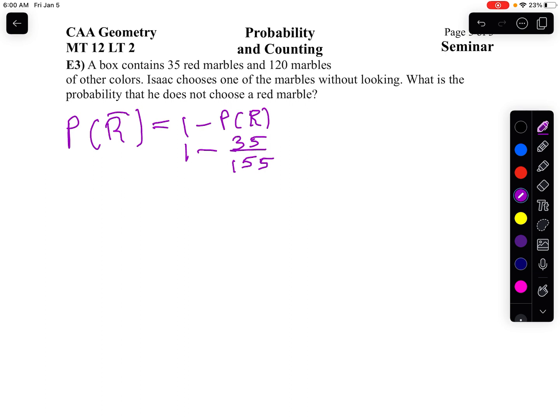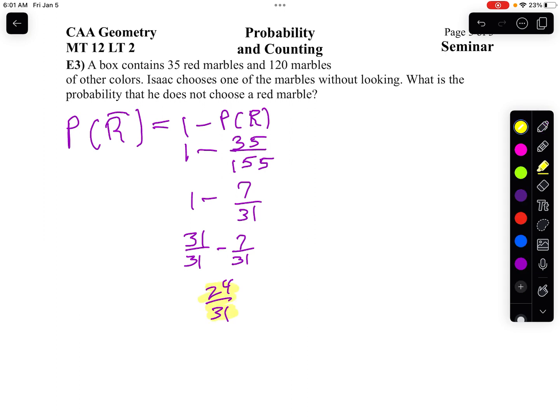So let's reduce that. I notice 5 goes into both of them, doesn't it? So if I take 35 divided by 5, I get 7. 155 divided by 5 is 31. And then remember, to subtract fractions, you need a common denominator. So 1 I'm going to write with the denominator 31. So 31 minus 7 is 24 over 31.